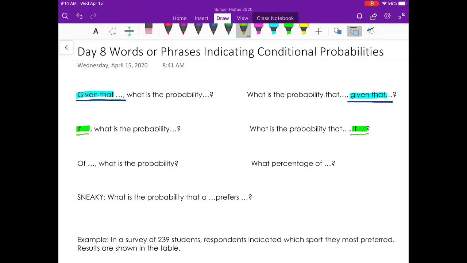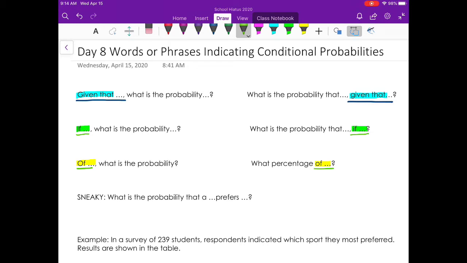And then we also have "of," and "of" would be similar to "if." If it said something like, of seniors, what is the probability that the student plans to go to college? Or what percentage of seniors plan to go to college? The "of" statement tells you the limit to your sample space, and that's your given conditions.